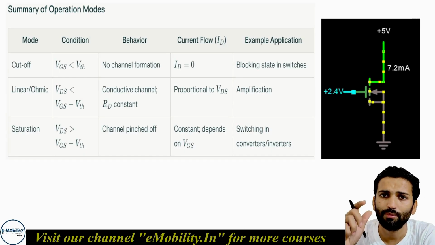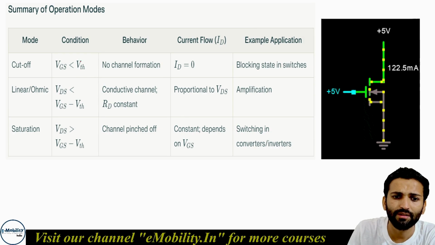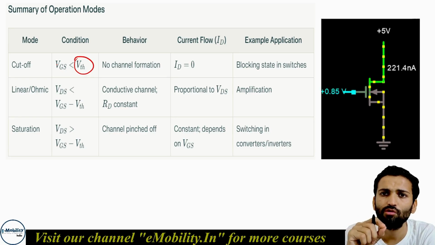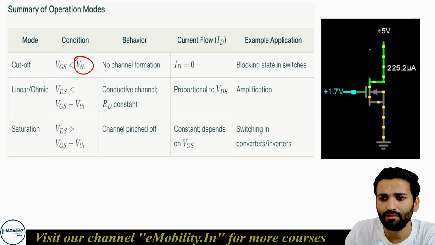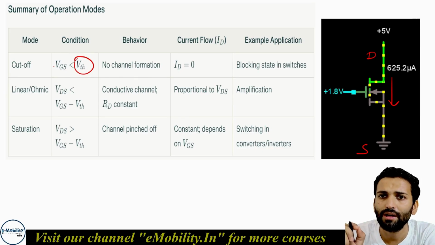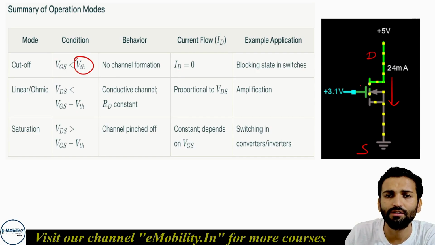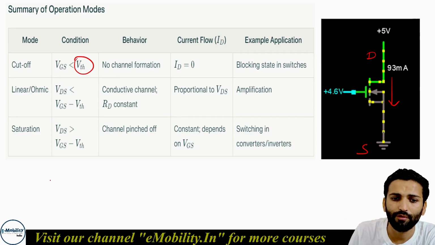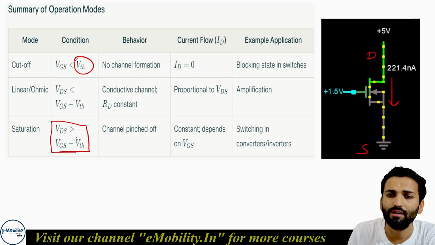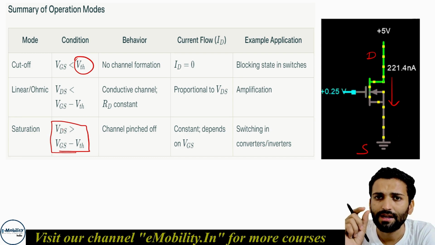On the basis of VGS voltage, a MOSFET can work in three stages. First, there is a threshold voltage, V threshold. Whenever the gate voltage is less than the threshold, there will be no current conduction. No current will flow from drain to source if VGS is less than V threshold. As soon as VGS becomes greater than V threshold, conduction of current starts, and it gets saturated when VDS is greater than VGS minus V threshold.